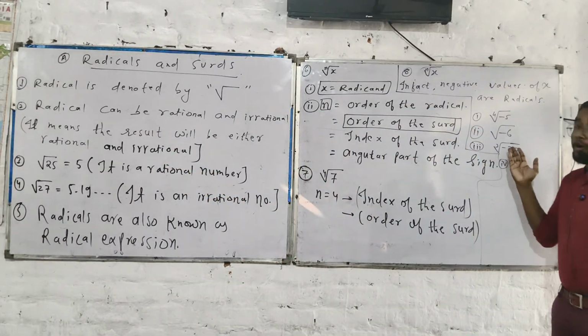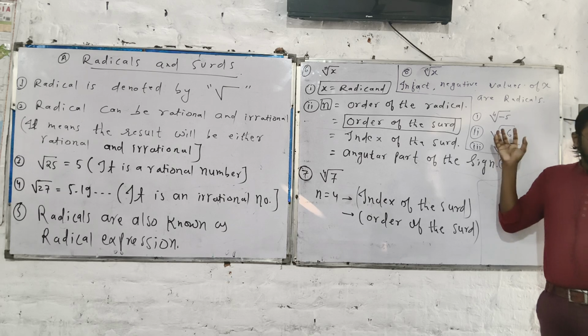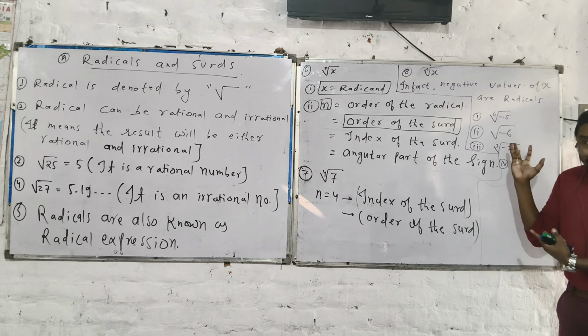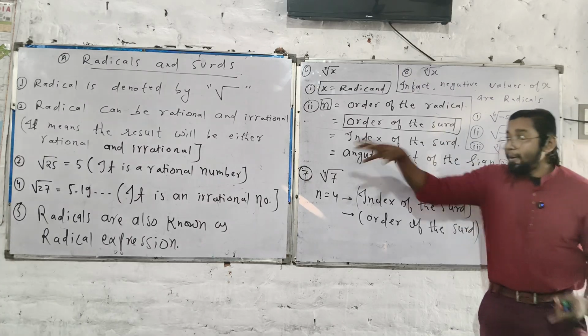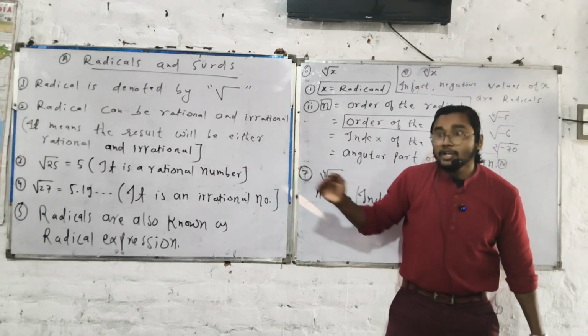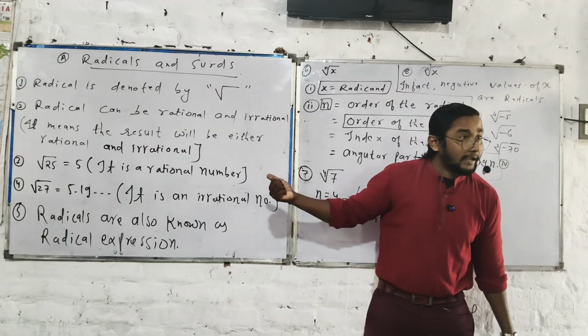But the result of this one will not be rational or irrational. It will be an imaginary number. So how can I call this one? These are radicals. The first question: perhaps in this class right now, we are operating with radicals of positive numbers only.